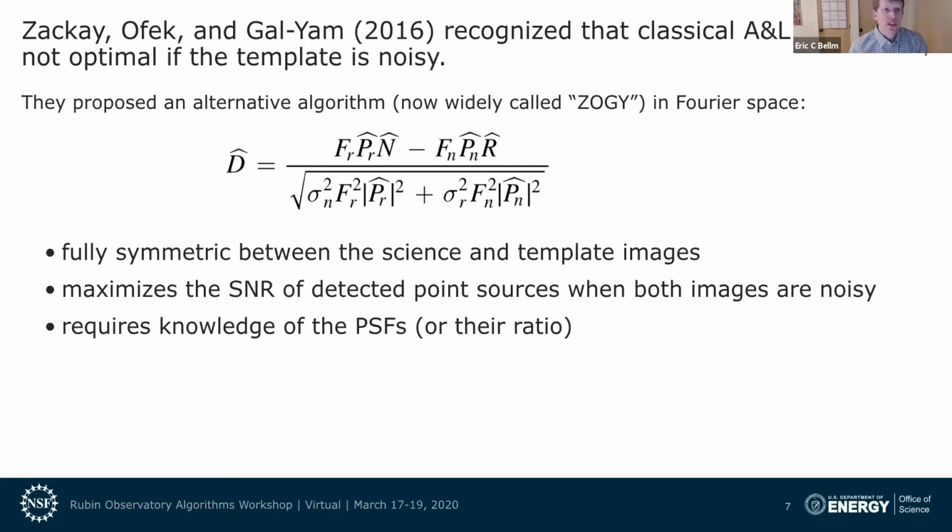So then a few years ago, Zackay, Ofek, and Gal-Yam pointed out that, again, if you're trying to measure point sources in that background dominated regime and there's noise in both images, Alard-Lupton is not optimal. And so they proposed what we often call today the ZOGY algorithm, after their initials, to solve for that difference in Fourier space. A nice feature here is it's fully symmetric between the science and template images, although again, it requires knowledge of the PSFs, or the ratio more accurately. And so that again can be challenging in crowded fields.